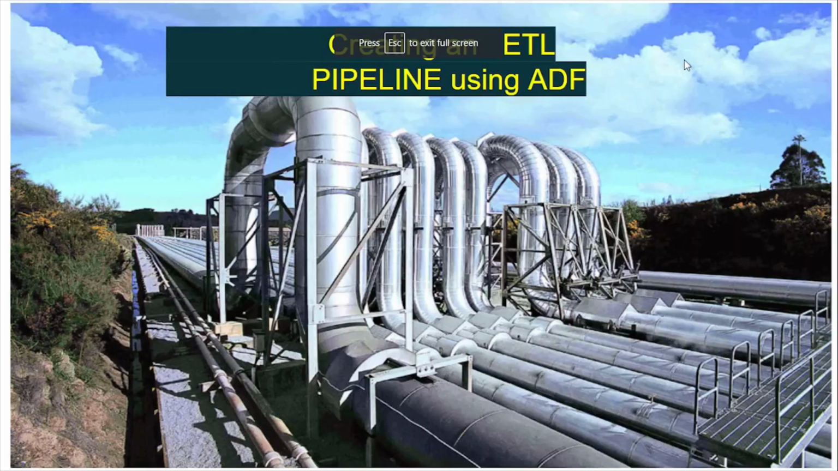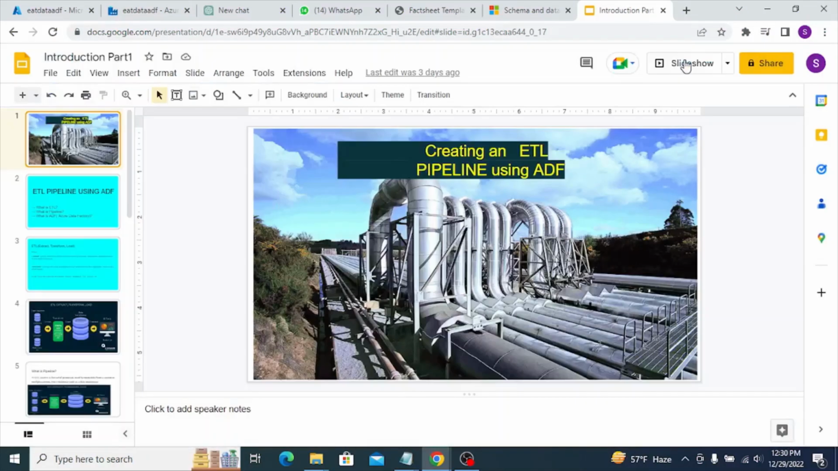So in my previous videos we learned about how to create an ETL pipeline, and we learned about how to use the different types of triggers. So in this video I'll be explaining the activities. So let's start with the copy activity.